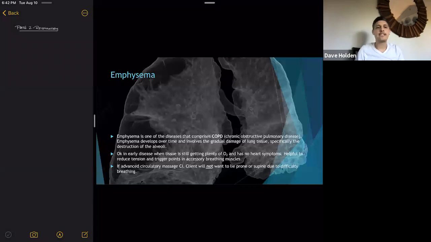All right. Emphysema. Emphysema is one of the conditions that comprises COPD. COPD, or chronic obstructive pulmonary disease, is a big name for a lot of smaller diseases, all of which obstruct the ability to breathe. Emphysema is a chronic disease, so you don't catch it, you don't just develop it overnight. Emphysema develops over several years. It is gradual damage of the lung tissue, specifically the destruction of the alveoli. And I'm going to jump around my slideshow for just a moment.